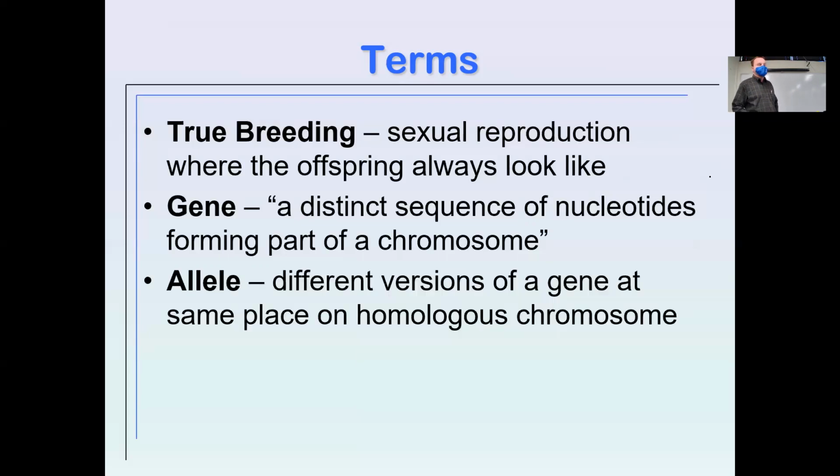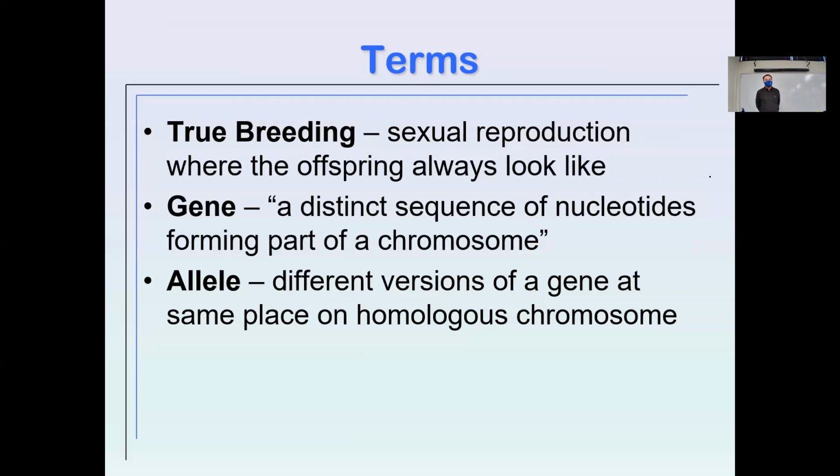Now, an allele is a different version of the gene. So there can be different versions of a gene. For example, blonde hair or dark hair, or I'm trying to think of some other simple genes here. I mean, for example, with seed color, yellow or green seeds, those are different alleles.